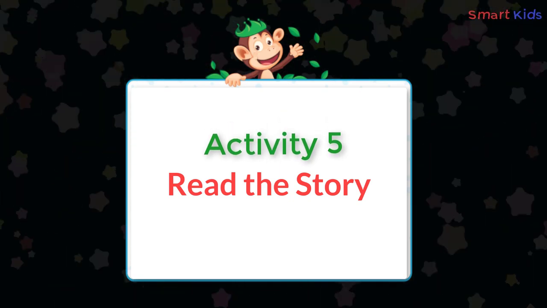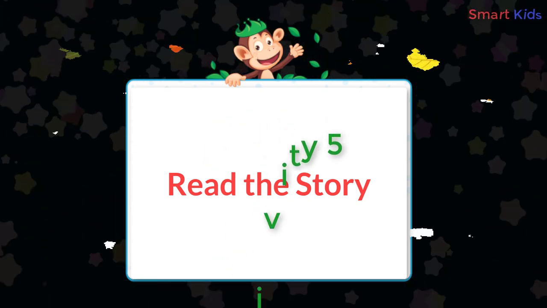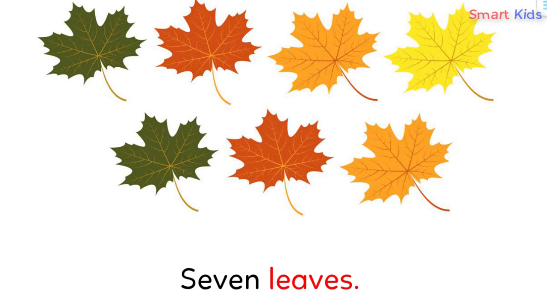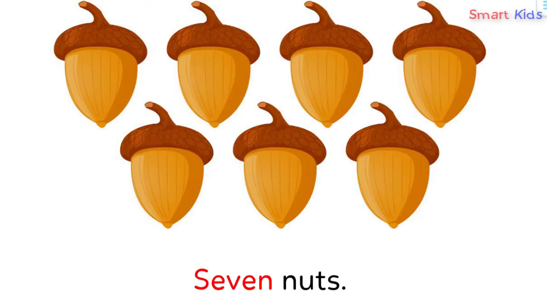Activity 5. Read the story. 7 leaves. Leaf, leaf, leaf, leaf, leaf, leaf, leaf. 7 nuts. Nut, nut, nut, nut, nut, nut, nut.